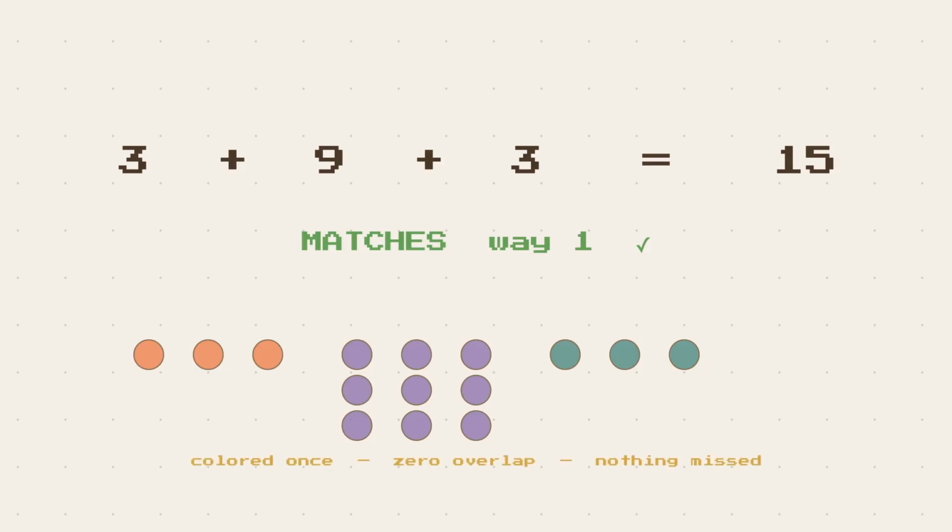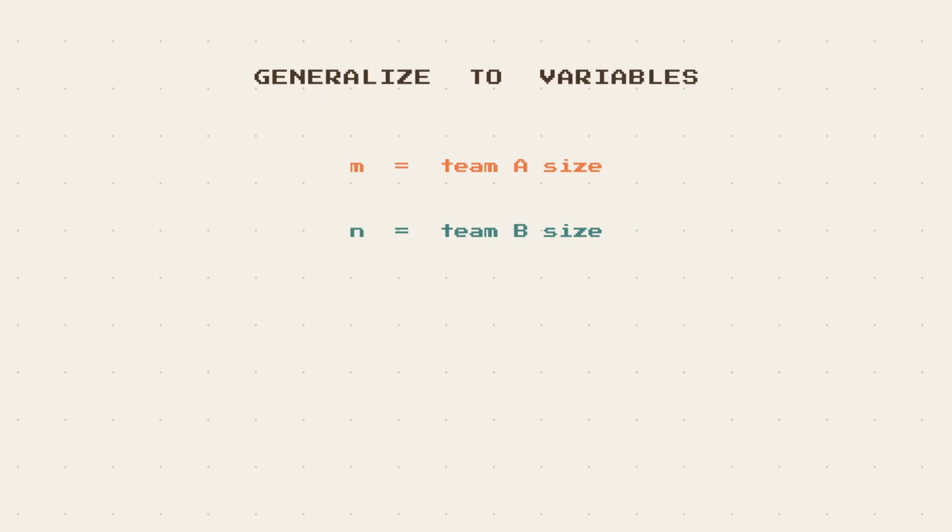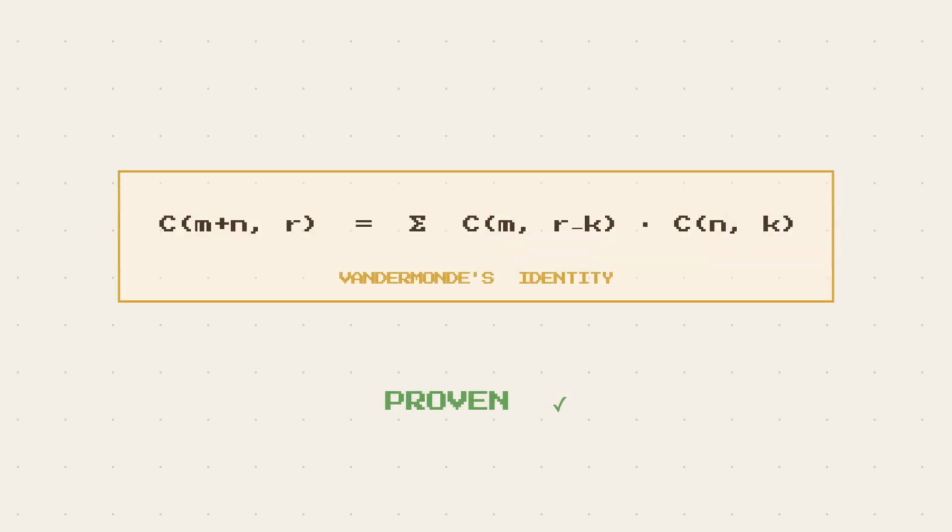Replace the numbers with variables. So M for team A, N for team B, and R for the committee size. Now, the same proof works for any values. And that's pretty much Vandermonde's identity proven, right? So I hope you were able to understand.